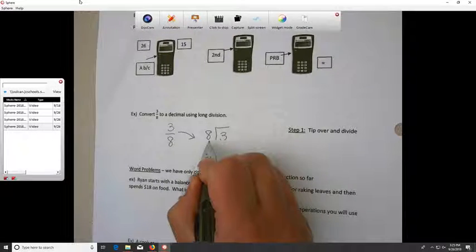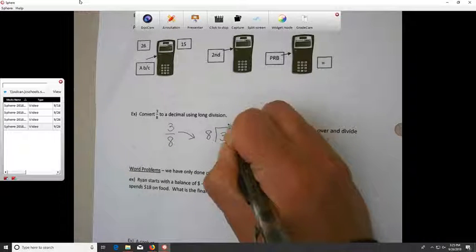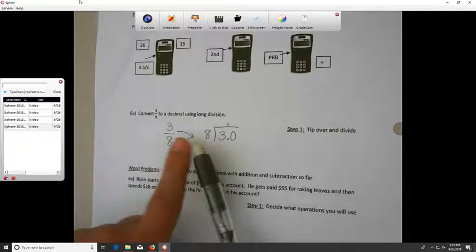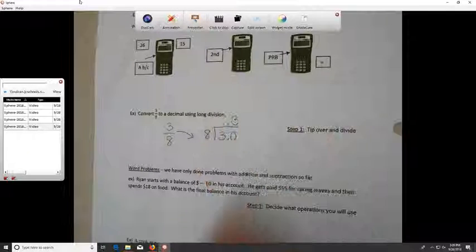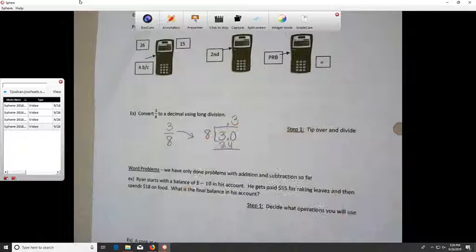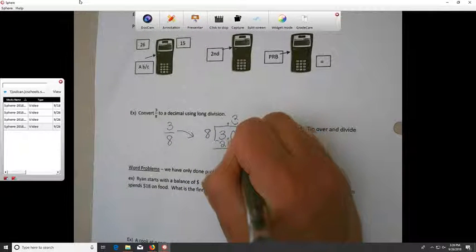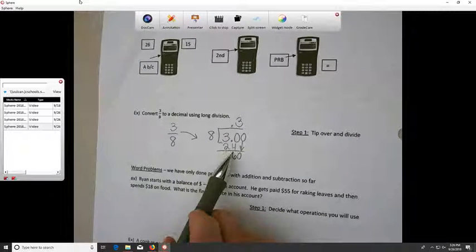Now 8 can't go into 3, so I'm going to add a decimal and a 0. And I'm going to bring that decimal up into my answer. And then I'm going to say, well, how many times can 8 go into 30? Okay, so that goes in 3 times, which is 24. I subtract, 30 minus 24 is 6, and then I add a 0 and bring it down. Now I need to figure out how many times 8 goes into 60.